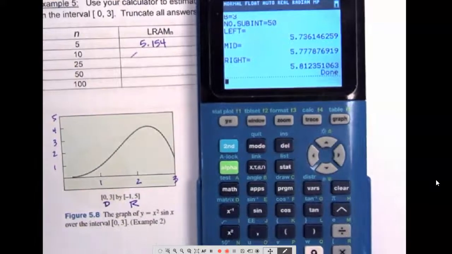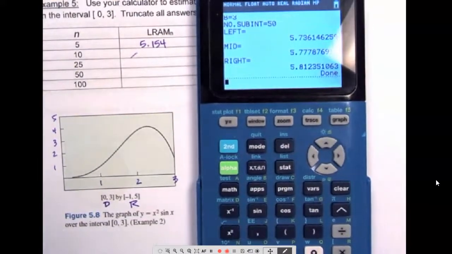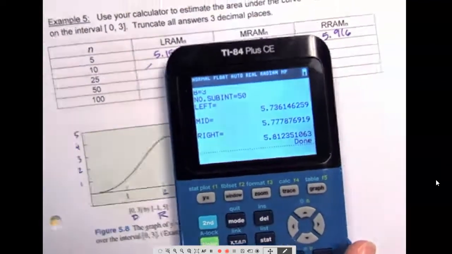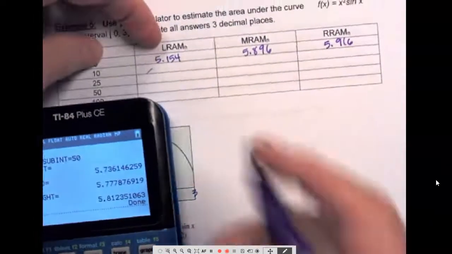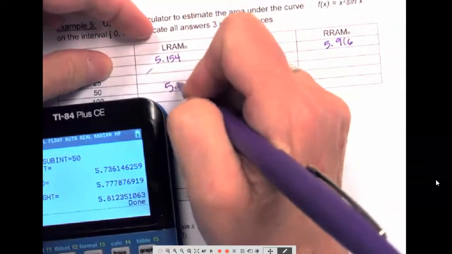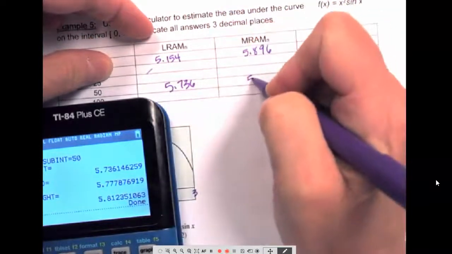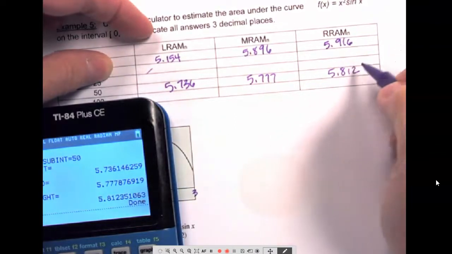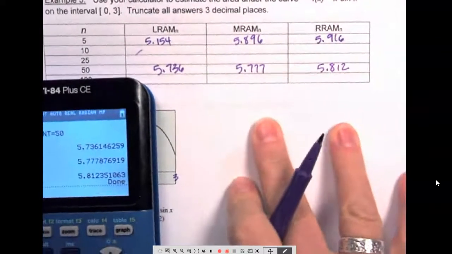Okay, so isn't that cool? Like, way better than setting up all those rectangles. Now, notice how close these are getting. I've got 5.736, 5.777, and 5.812. Those are definitely getting closer.